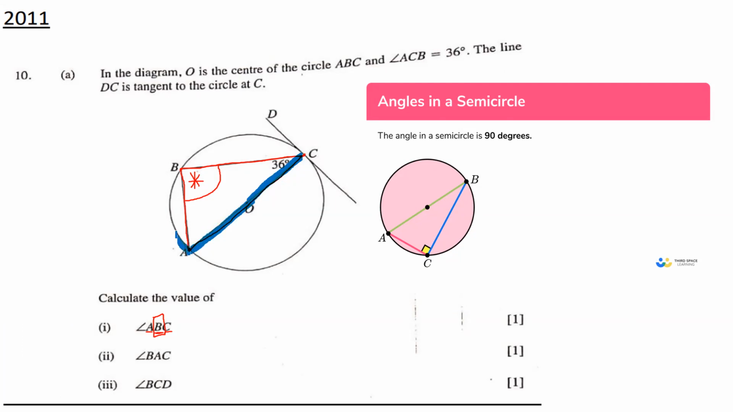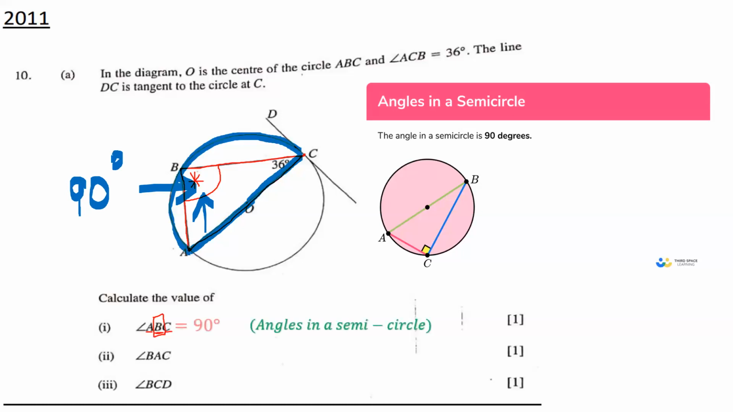And if we look here, all of this is what we call the semicircle. So that means that the angle that is in the semicircle, right here, is going to be equal to 90 degrees. This angle right here is 90 degrees. And so that means that this right here is 90 degrees. Why? Because the angle in a semicircle is 90 degrees. Okay, let's move on to the next question.